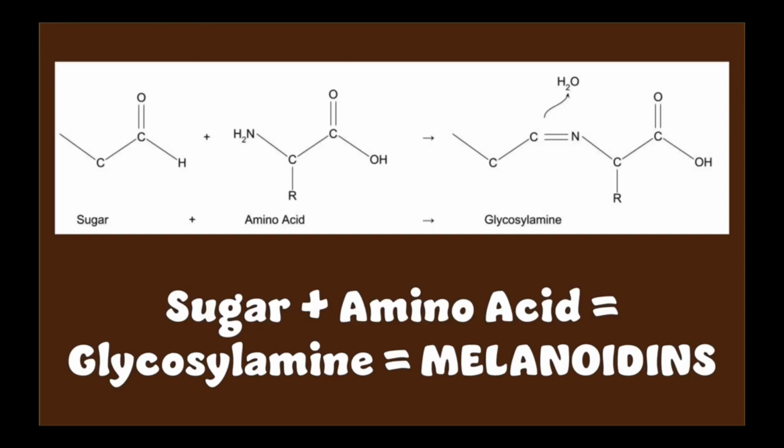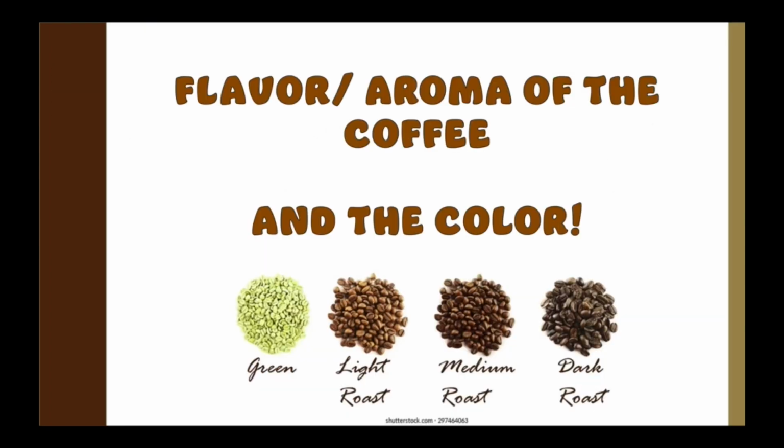When the reducing sugar and the amino acid react, they form glycosylamine, which continues to react to form melanoidins. These are how we get the flavors, aromas, and colors of different roasted coffee beans.